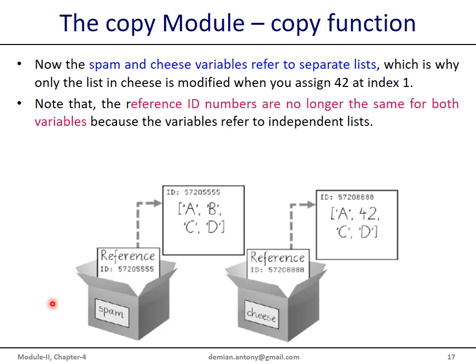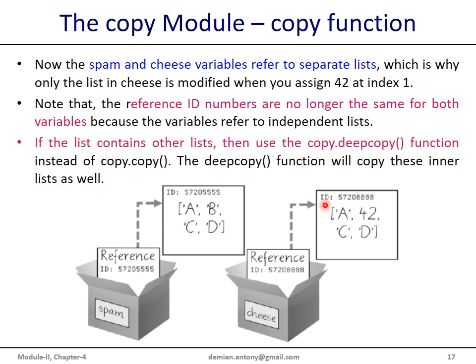We have spam, which is a reference to a list, and when we create a new list with the copy module, a separate ID is created. It means that the list which is referred to by cheese is created and placed in a different location of your program memory. That's why we have a different ID.